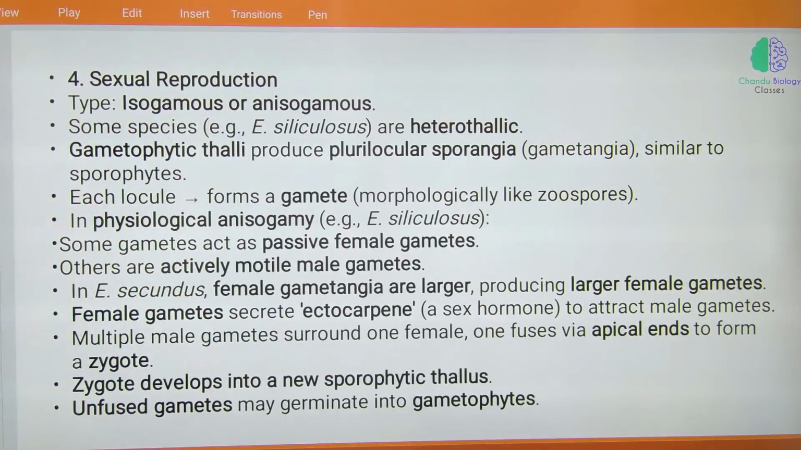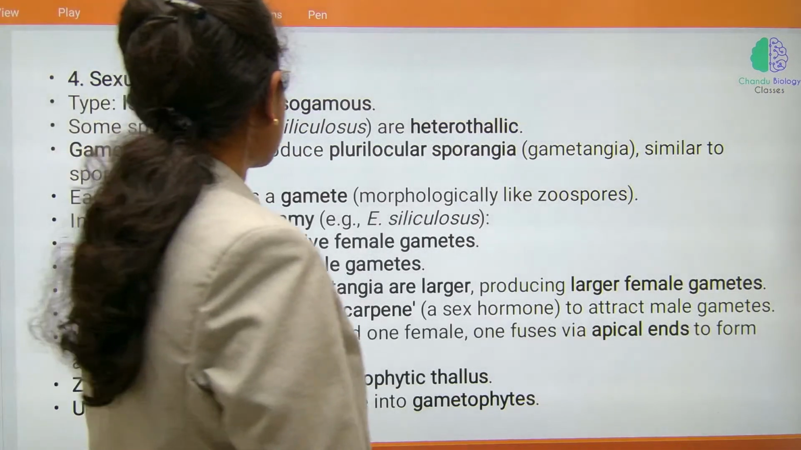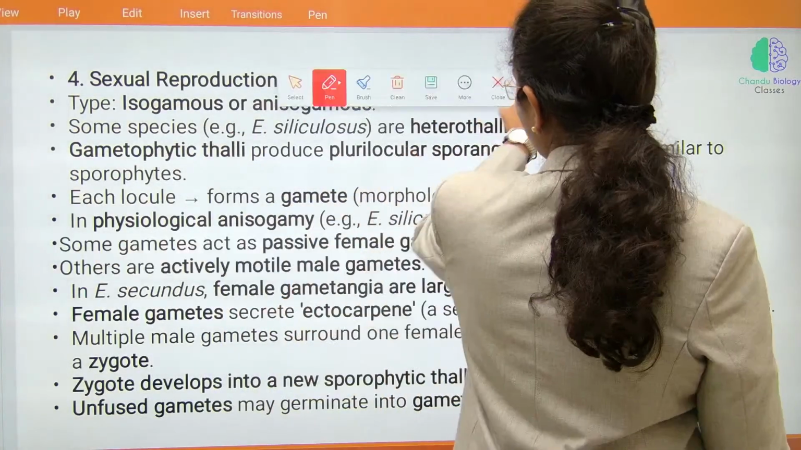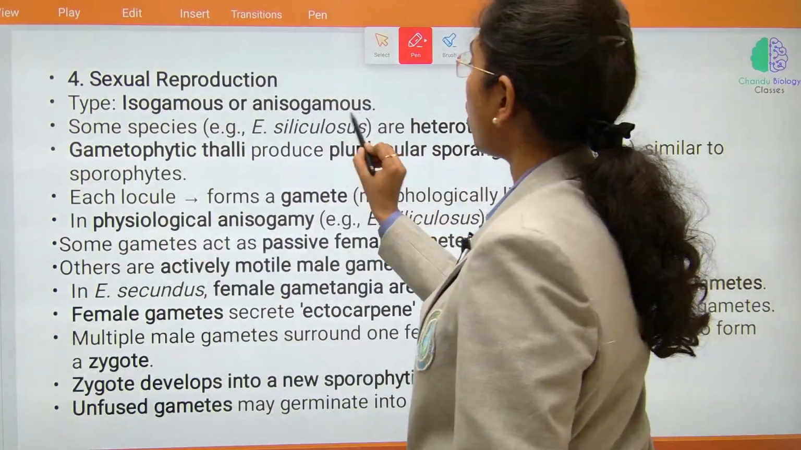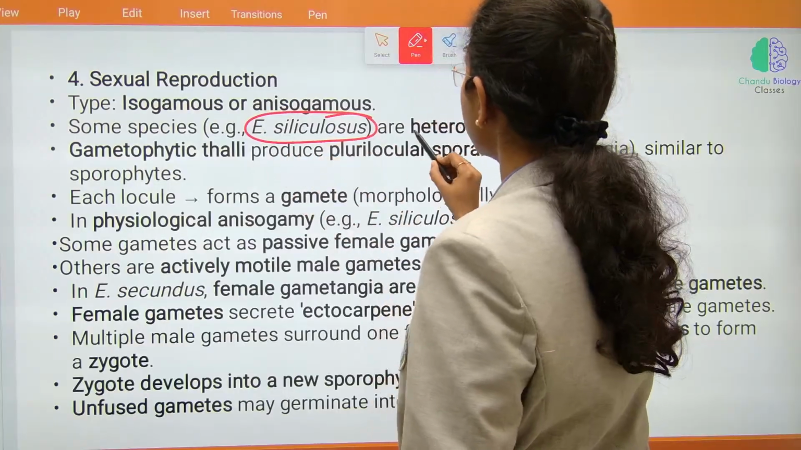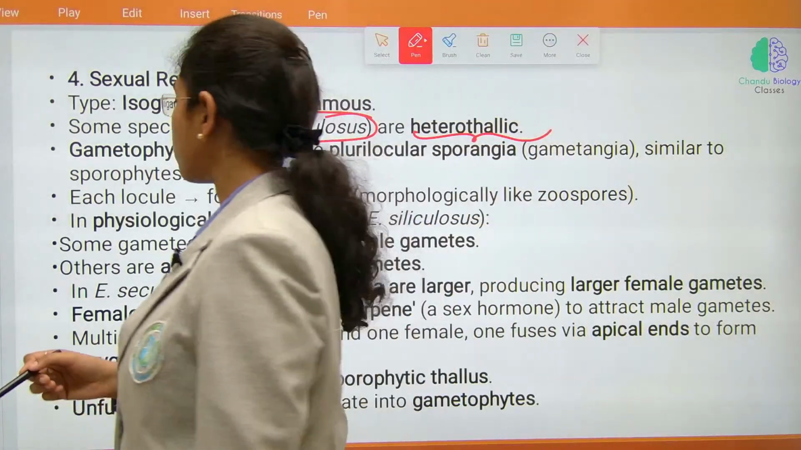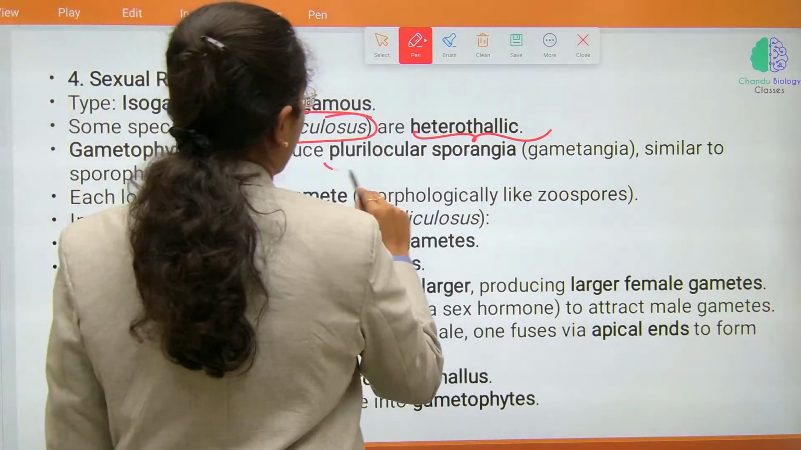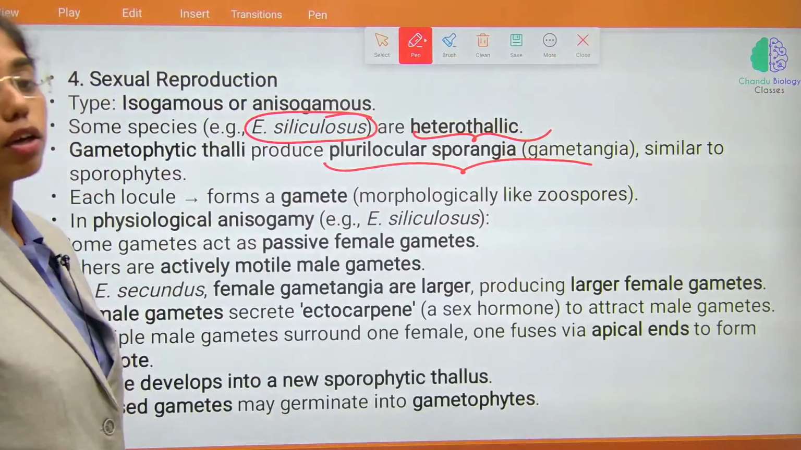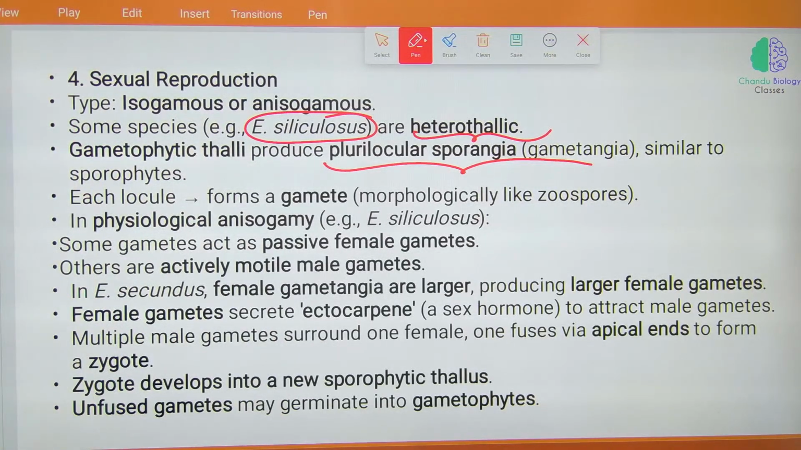Sexual reproduction. The types of sexual reproduction you see are isogamous and anisogamous. Some species, for example Ectocarpus siliculosus, are heterothallic. The heterothallic thalli will produce plurilocular sporangia or gametangia, which are similar to those of sporophytes. Inside each locule a gamete is formed. This gamete is morphologically similar to zoospores.